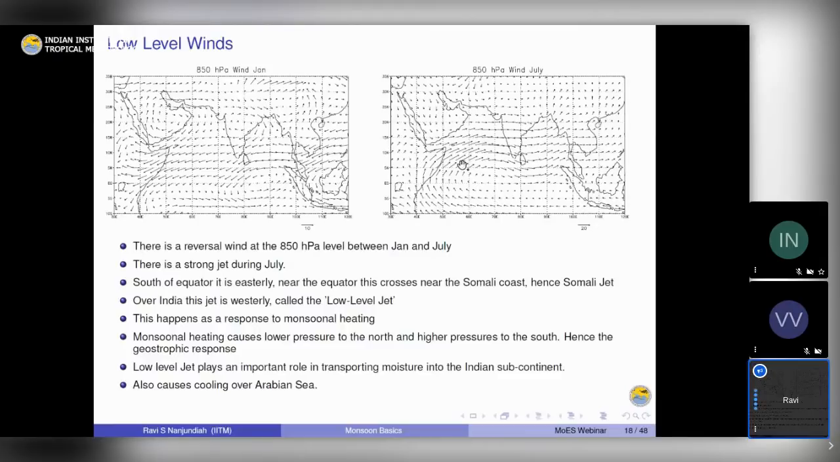So it's a feedback mechanism. This westerly jet, or the Somali jet, supplies a lot of moisture, which in turn intensifies the circulation, heats up the atmosphere, and that drives the monsoon, the rain, which causes lots of rainfall, which in turn heats up the atmosphere, and then intensifies the jet. So there's a positive feedback mechanism happening between the circulation and rainfall.